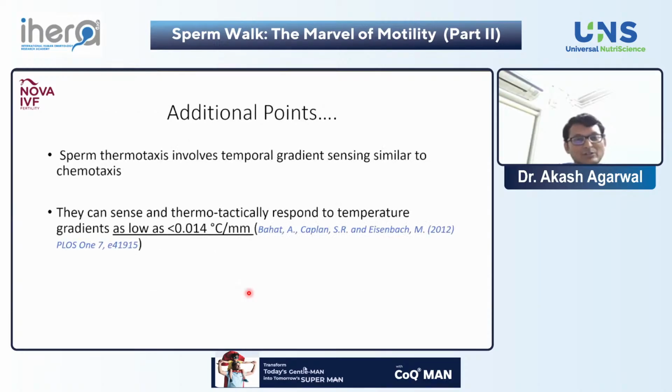Sperm thermotaxis, in addition to chemotaxis and rheotaxis, works with a gradient which can be as low as 0.014 degrees centigrade per mm. This is per mm, mind you. It is such a small difference, and yet the sperms can sense it.